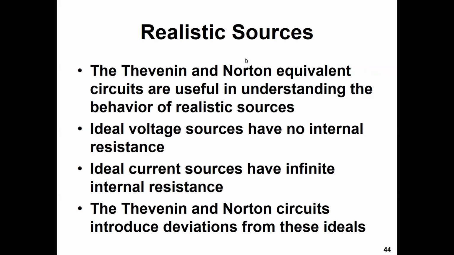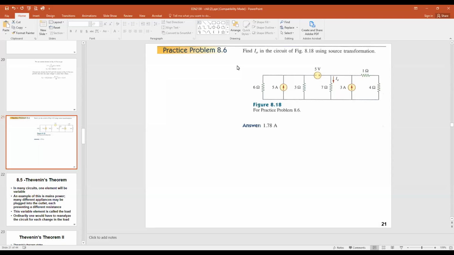The last thing here is realistic sources. The Thevenin and Norton equivalent circuits are useful in understanding the behavior of realistic sources. Ideal voltage sources have no internal resistance. Ideal current sources have infinite internal resistance. The Thevenin and Norton circuits introduce deviations from these ideals. So that's the end, and there are more practice problems.